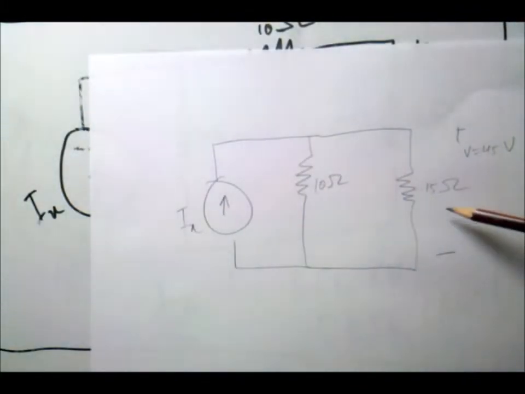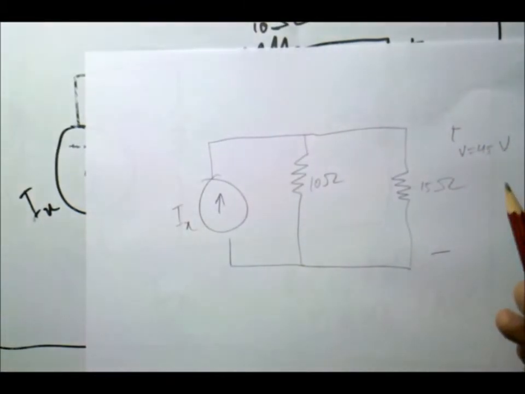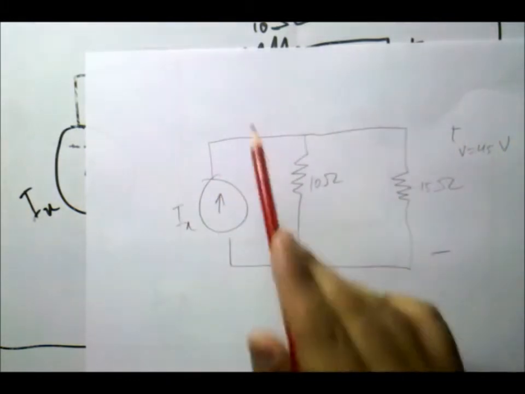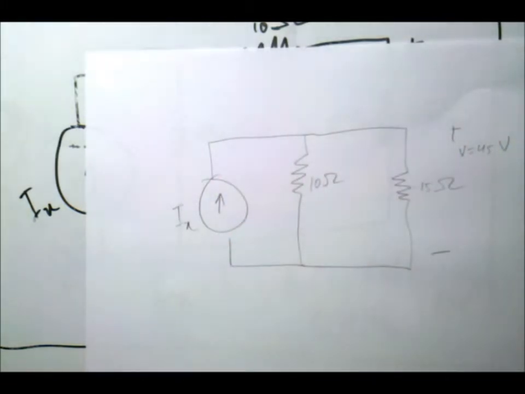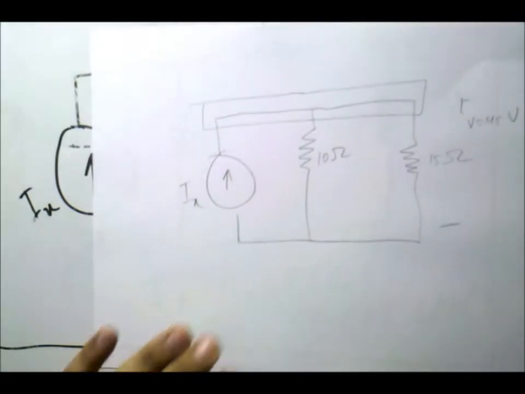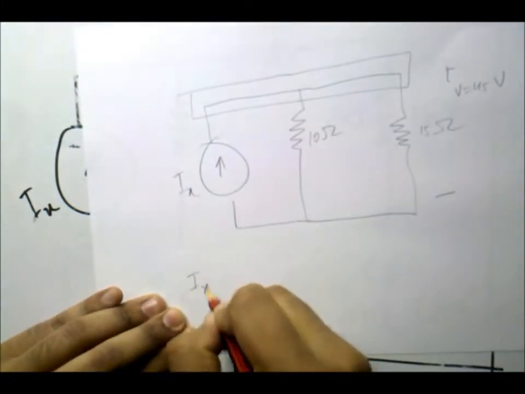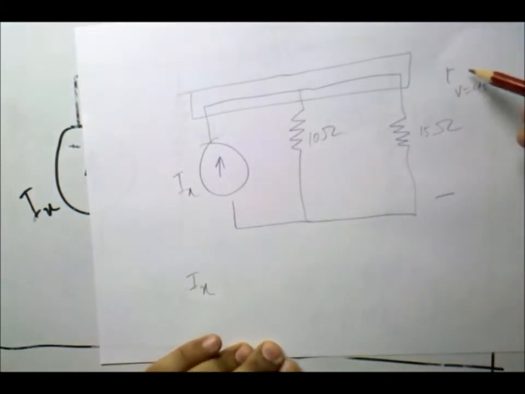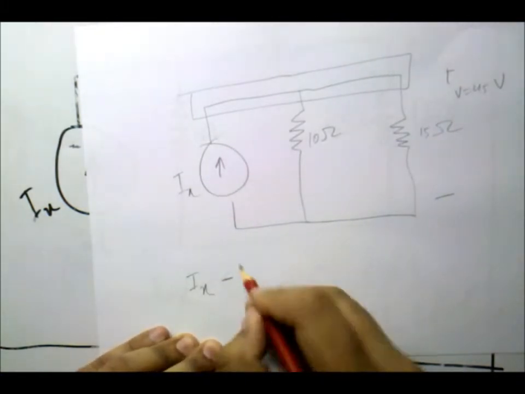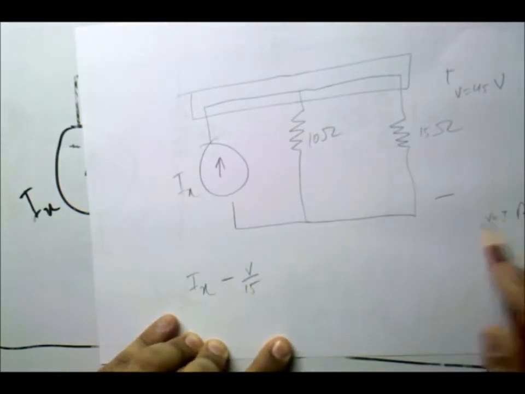Now we have the voltage and we have the resistor over here. There are a lot of things we can do. We can do a KCL, we can even combine these resistors. What I'll do is a KCL on this node up top over here. So by KCL, the current going inside is Ix, the current going outside is V over 15, which comes from V is equal to IR. Since V is equal to IR, I is equal to V by R, the V is 45.